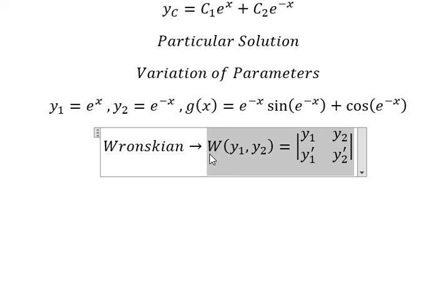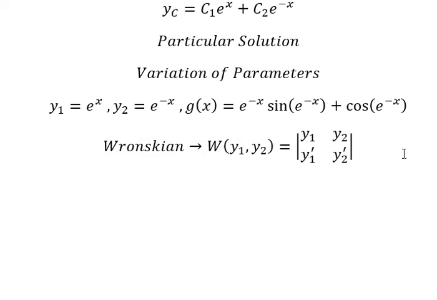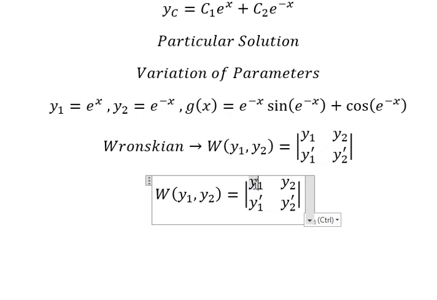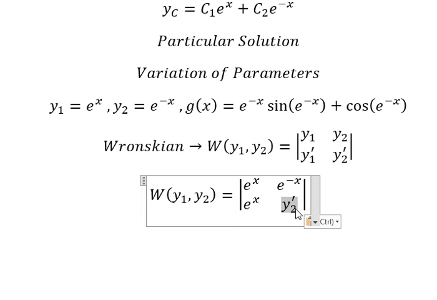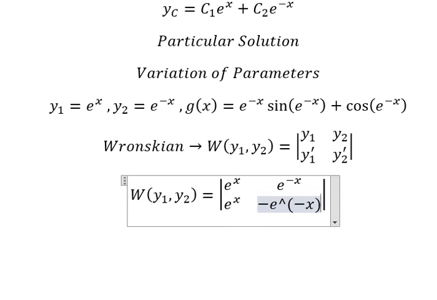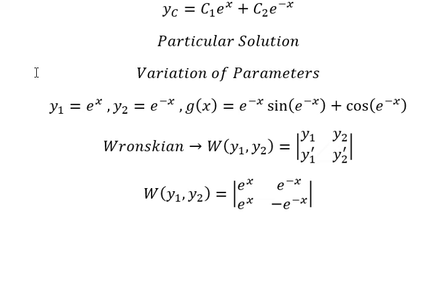For y1 we have e to the power of s, and if we take the first derivative, we have e to the power of s. For y2 we have e to the power of negative s, and if we take the first derivative, we have negative e to the power of negative s. And now we have the second formula here.